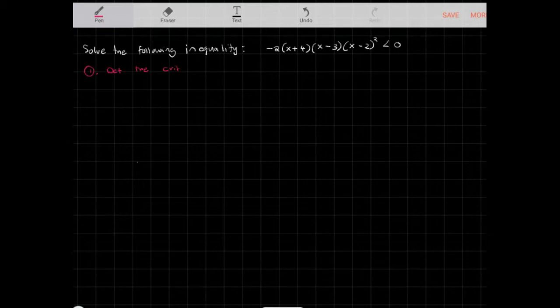And the critical points include x-intercepts, discontinuities, any kind of extrema. And really what we use the critical points for are basically to determine our intervals. Now in this case, I'm going to look at my x-intercepts. So the x-intercepts can be determined when you set this expression to equal 0. I'm going to call this expression f of x, right?